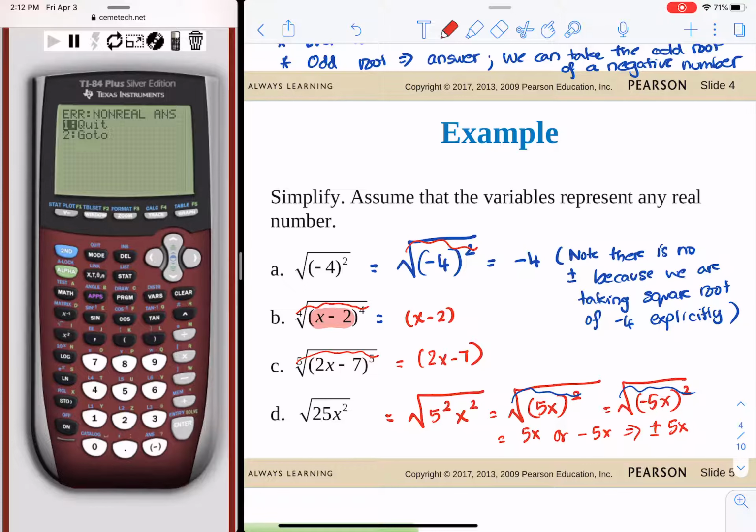So if the negative is explicitly stated inside a square root, such as in parts A and B, then we don't put the plus or minus sign. So keep that in mind.